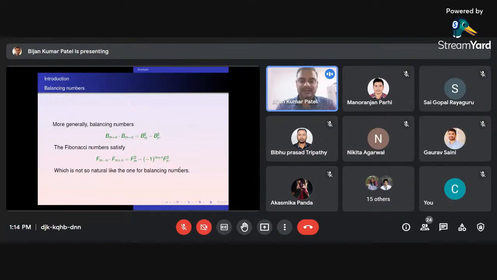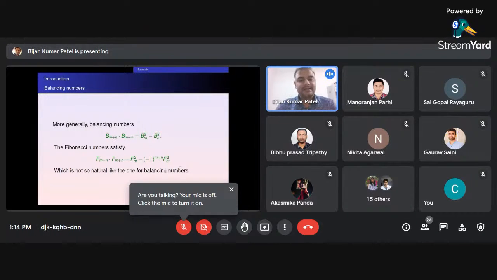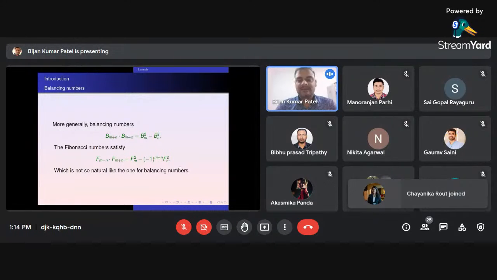Because of the arithmetic properties of balancing numbers, like we know that a plus b into a minus b is a square minus b square. You can see that the balancing sequence Bm plus n into Bm minus n satisfies Bm square minus Bn square. But the Fibonacci numbers do not satisfy the similar property, so they are not as natural as balancing numbers.